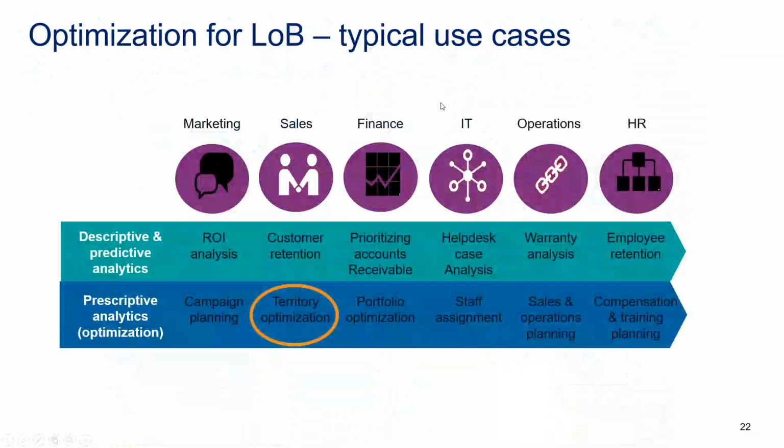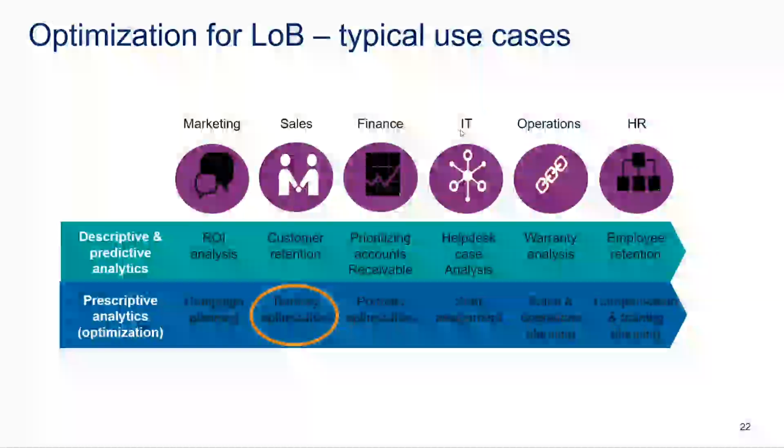So again, here I have a different visualization of the problems: marketing, sales, finance, IT, operations, HR. If you're in HR, you want to retain your employees, so you want to optimize your compensation, the training, and the planning. That's the problem you have. In operations, you want to provide warranty and do analysis. The problem you need to work on is sales and operation planning.